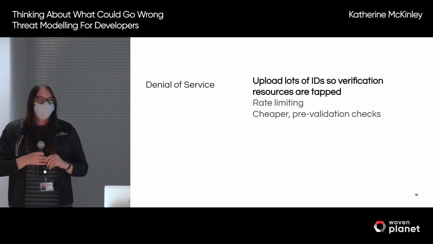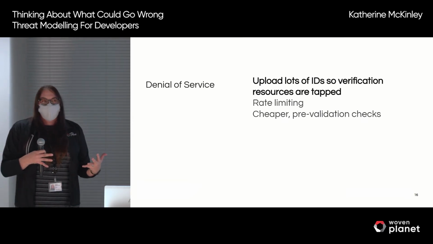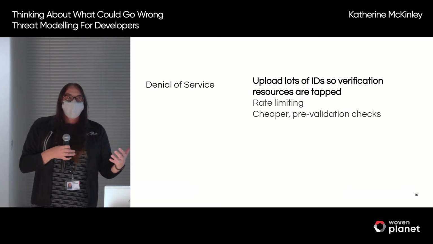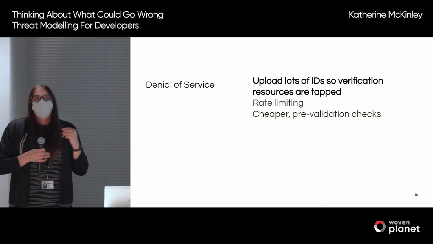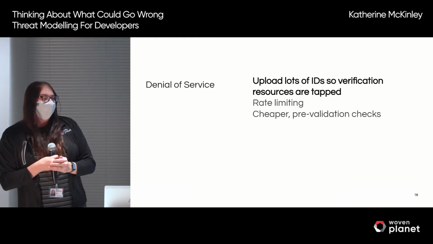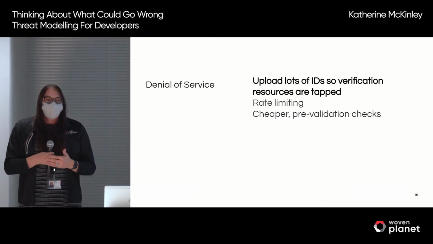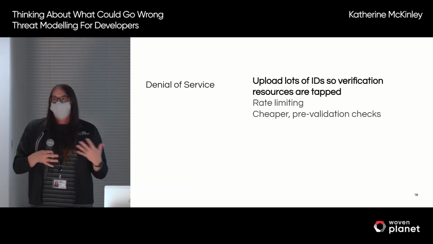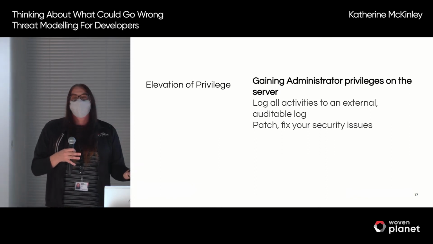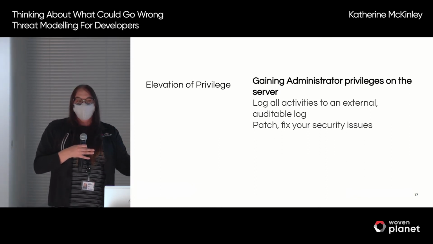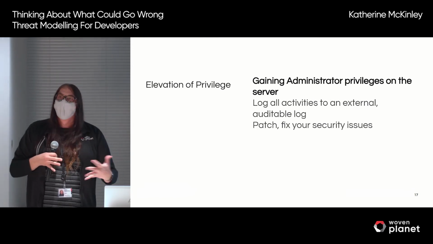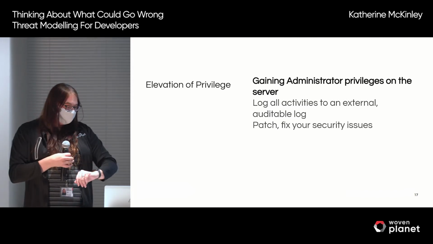Denial of service then. So this might be somebody uploading a lot of IDs. We often think about this as sending a lot of network traffic. But the reality is denial of service can also be consuming our resources. So if we're limited on certain steps in our verification service, how quickly those can go, we might want to do cheaper pre-validation checks or do some kind of rate limiting to mitigate that. Finally, elevation of privilege. So this would be somebody maybe gaining administrator privileges on the server. So we want to log all of our activities, make sure they're patched, have proper ACLs, things of that nature.